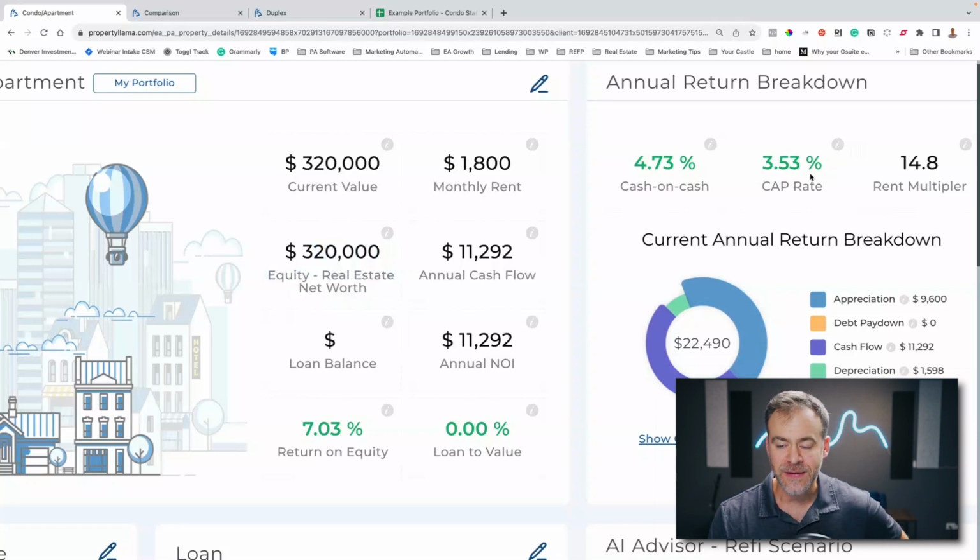Now, if you have more details on here, definitely dig into it. I'm giving you the high level. Depending on what market you're in, you're going to have a different market cap rate based on what your market is doing.